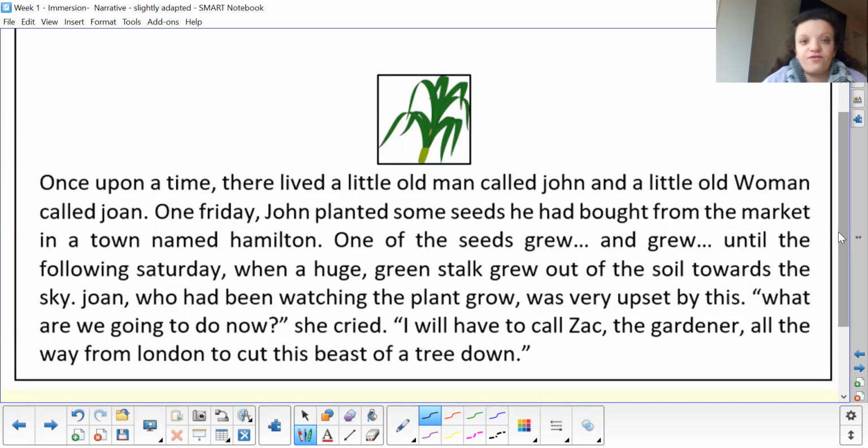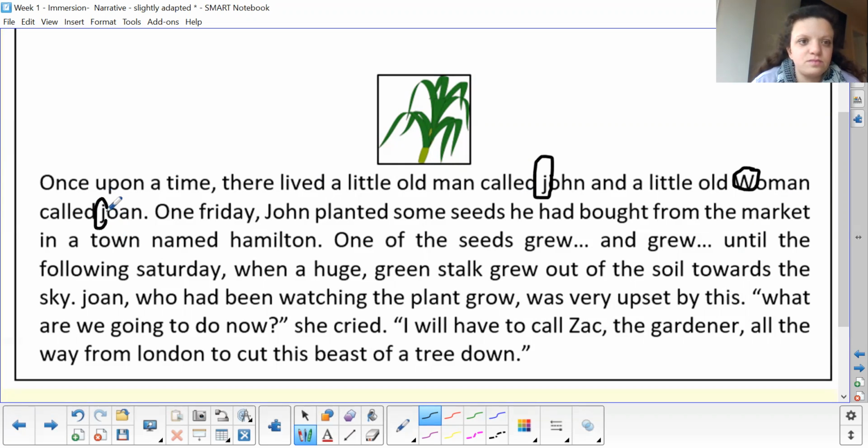Okay, let's work through and see where the capital letters go. So once upon a time there was a little old man called John. Does John need a capital letter? Yes, it does, because it's the name of a person. So that needs to be a capital J, not a small one. And a little old woman, does woman need to be a capital? They've put a capital there. Does it need to have a capital letter? No, it doesn't, because it's not a name of a place or a person. It's a normal noun. Called Joan. So Joan is a name. Does that need to have a capital letter?